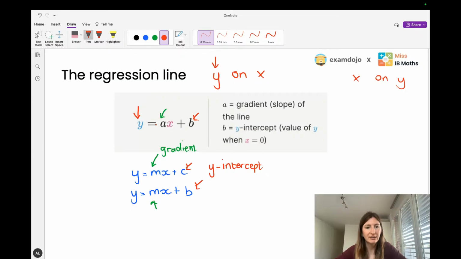So we're going to be finding the values of A and the values of B, the gradient and the y-intercept, using our calculator.